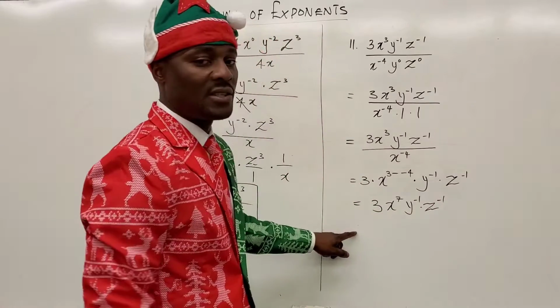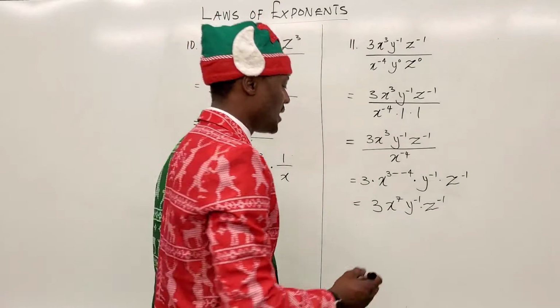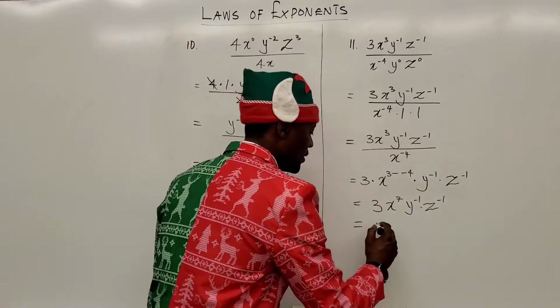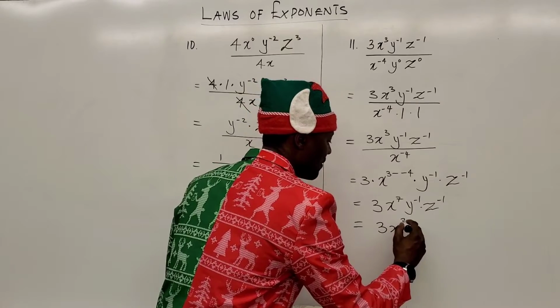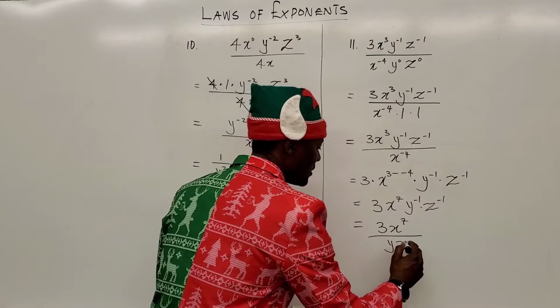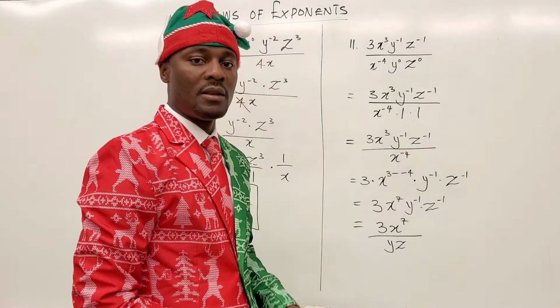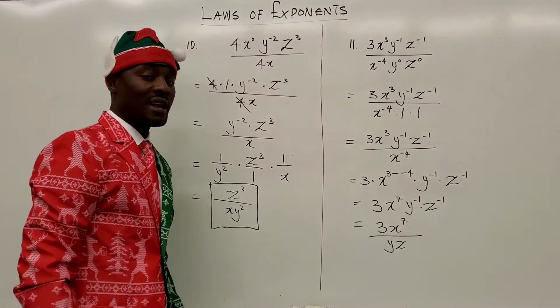Well, this is your final answer unless you're not allowed to use the negative signs. And that changes your answer to 3x to the 7th divided by yz. Because this is going to be 1 over y, this is going to be 1 over z. Okay? That's that. You get that? You're good.